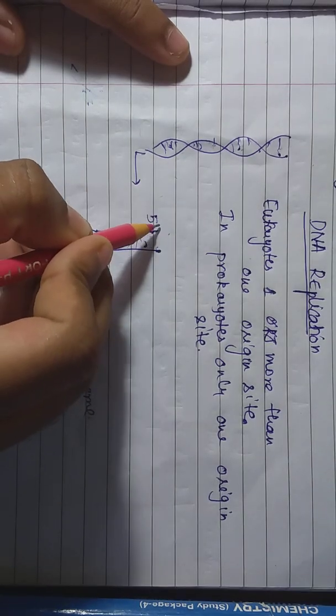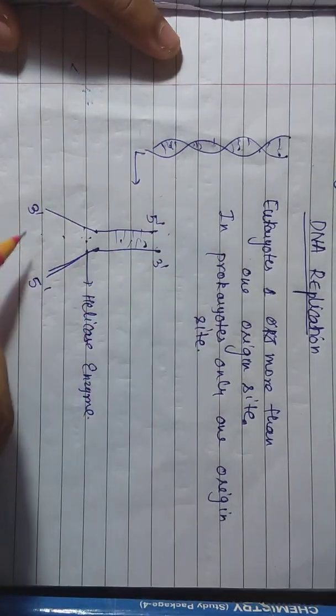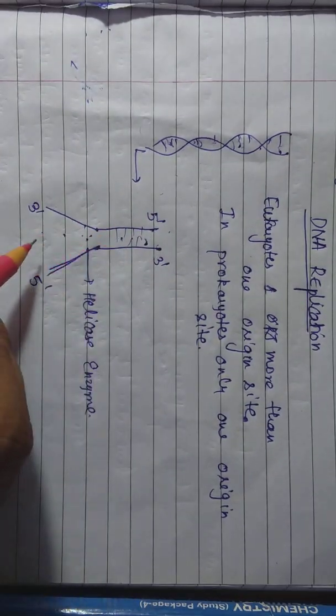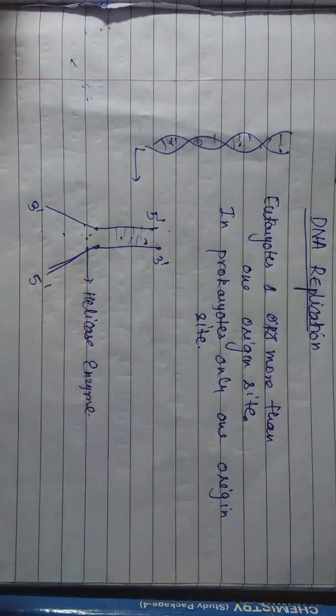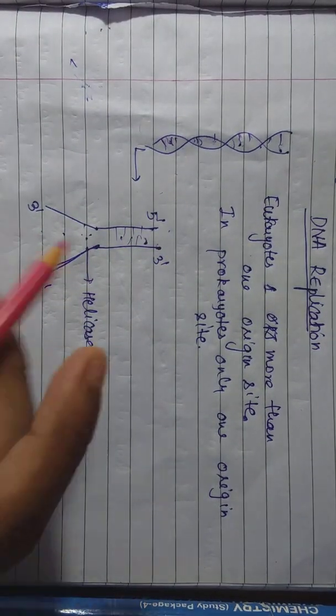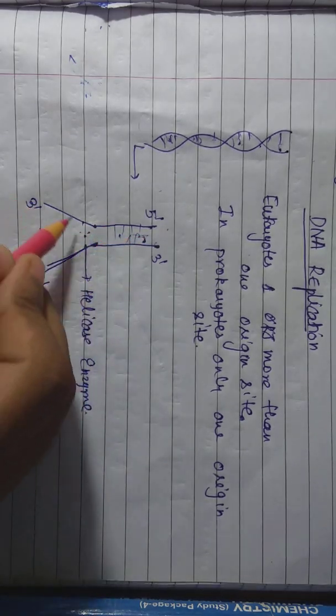And let me name the polarity 5 to 3 and 3 to 5. This is the polarity of the DNA segment. Actually we know that according to the Watson and Crick model, the DNA strands are anti-parallel. So this is done by the helicase enzyme, and there is a formation of the fork.